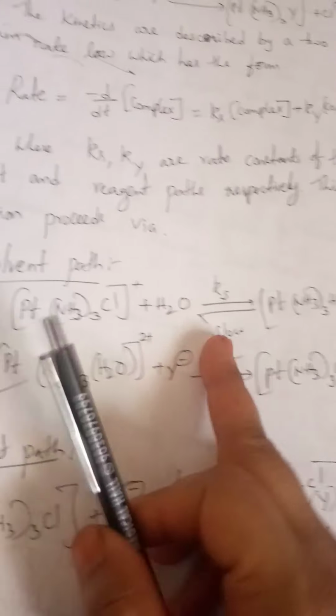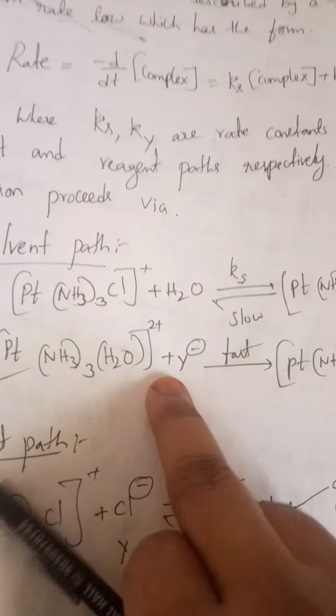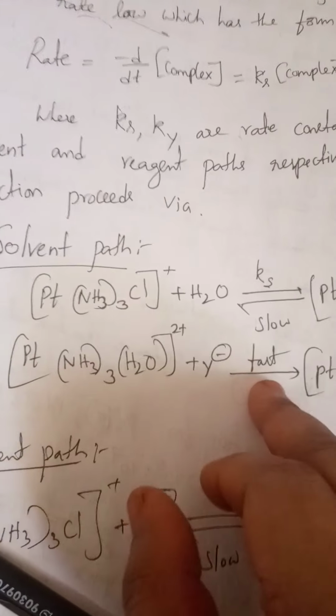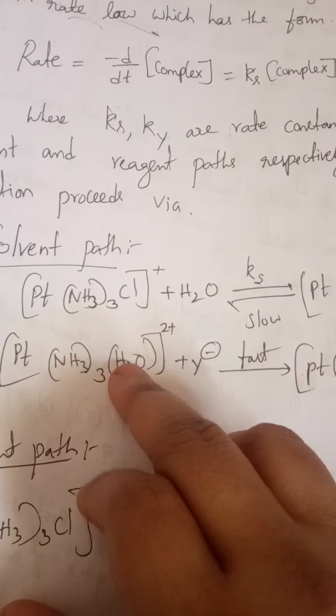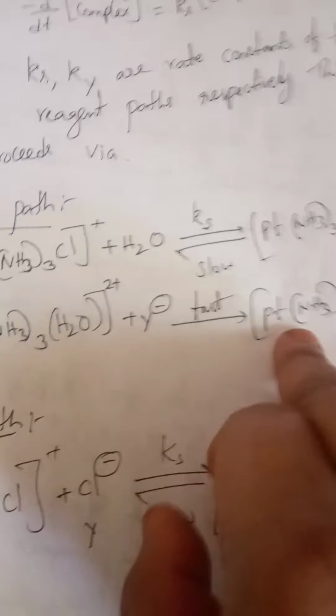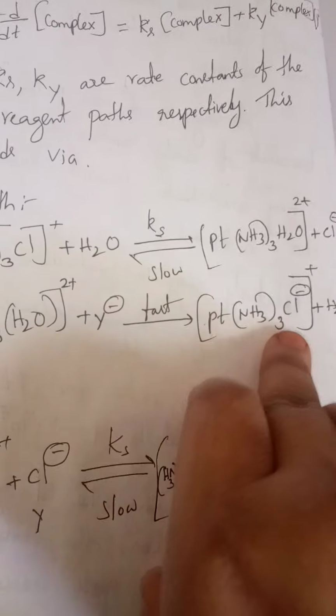The next step is where the incoming ligand enters. It is a fast reaction, because the water molecule is labile and very quickly exchanges with Y minus on the platinum NH3 complex. In place of Y minus I can again write chloride.